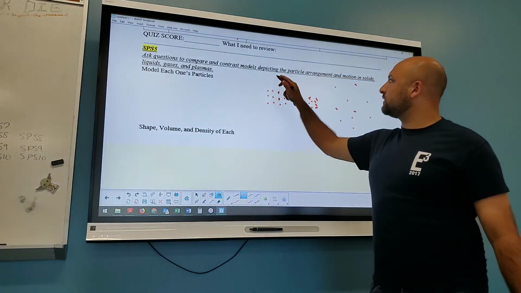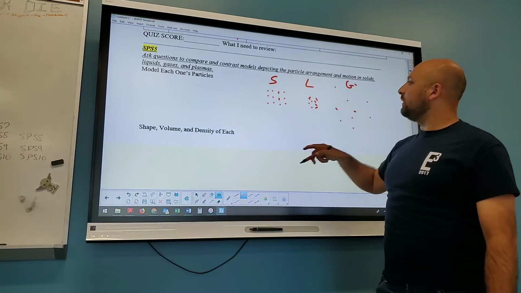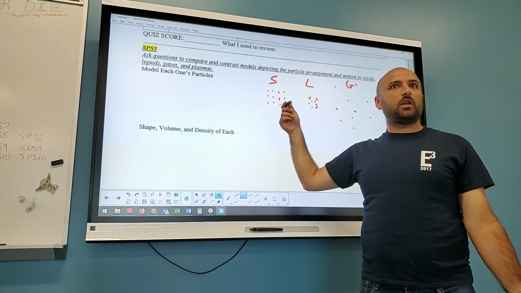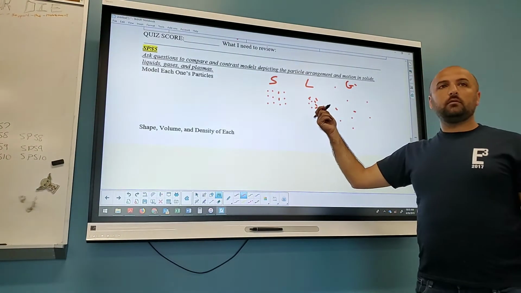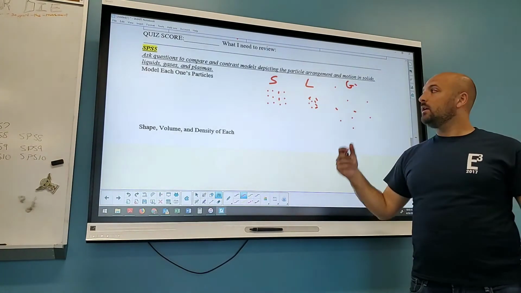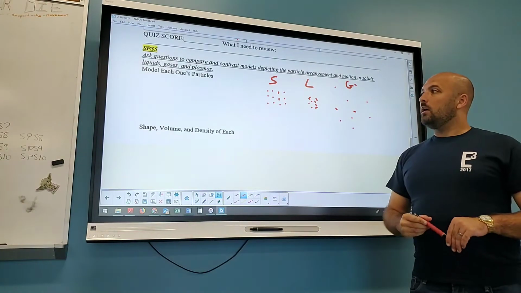Here's the deal. For a solid, liquid, and a gas, in terms of shape, the solid keeps its shape, right? We call it a definite shape, all right? For a liquid, it has an indefinite shape. It loses its shape, right? And same thing for a gas. They all have an indefinite shape.